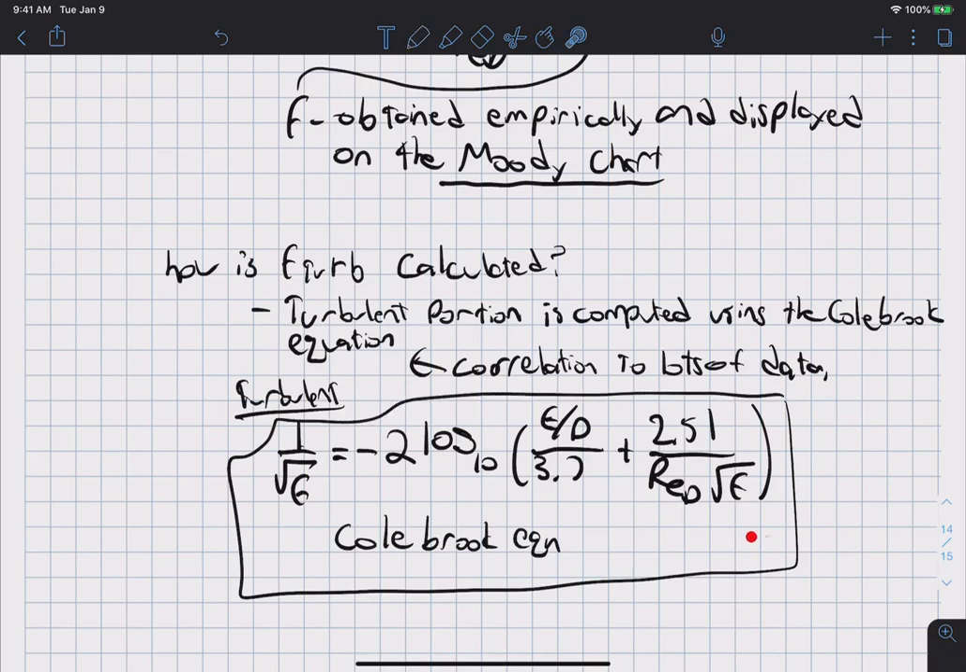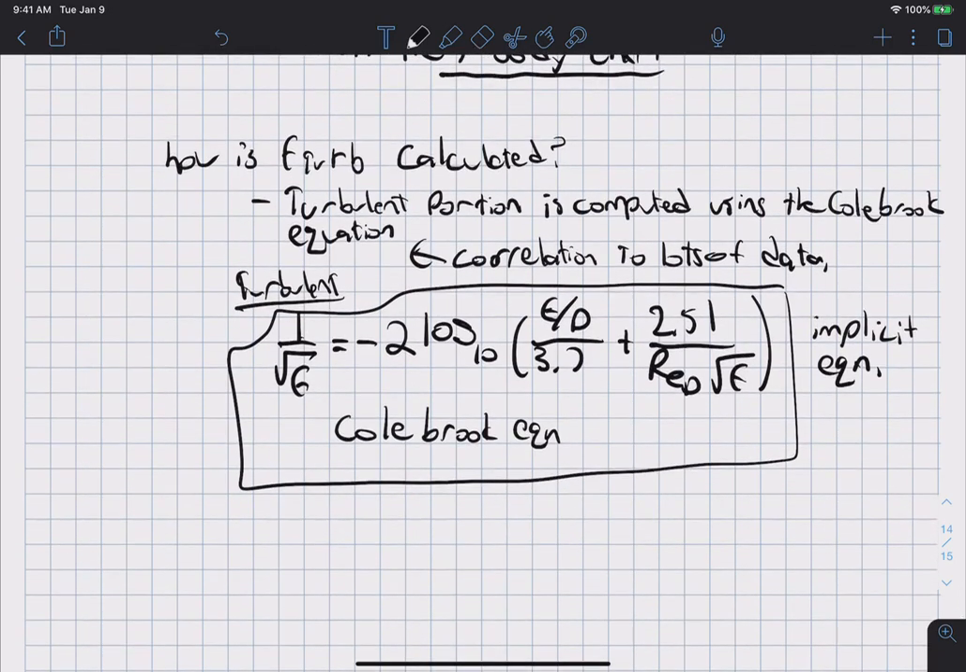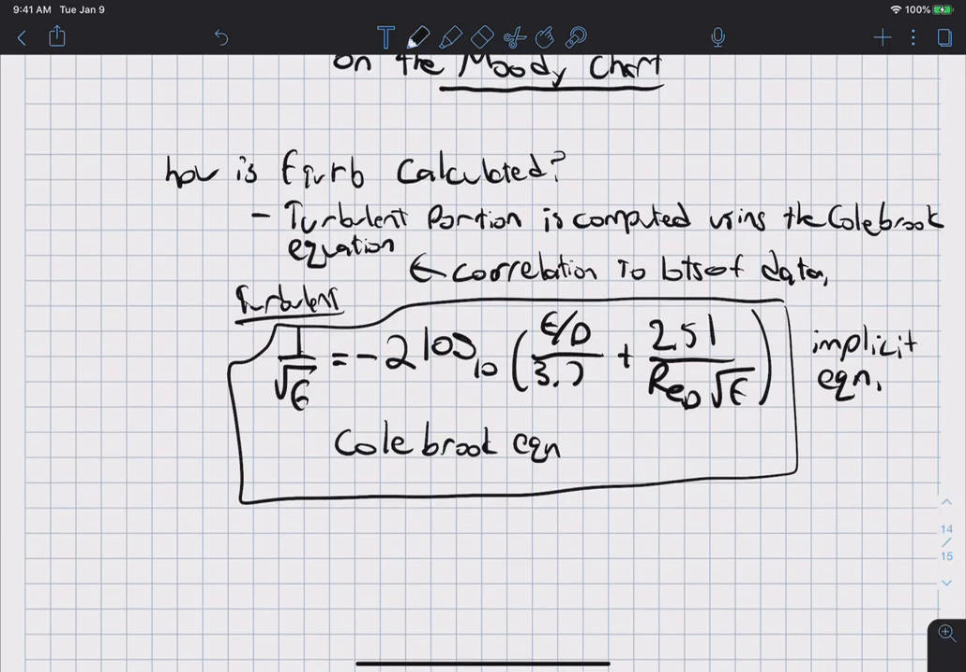And this Colebrook equation is actually the one that is used to make the lines in the turbulent portion of the Moody diagram. However, this is an implicit equation, and that is you cannot solve it directly and analytically to find f. There is no way to do that. And so this is, also I'll just say, for turbulent flow in pipes.